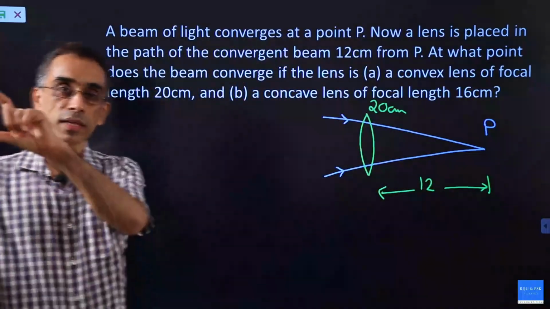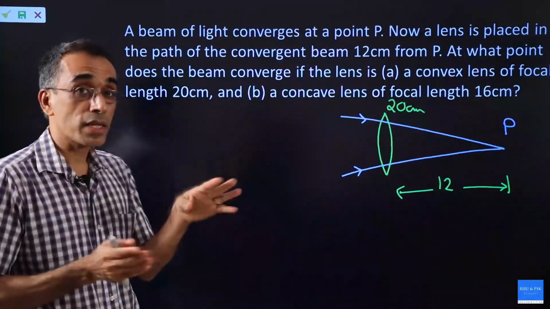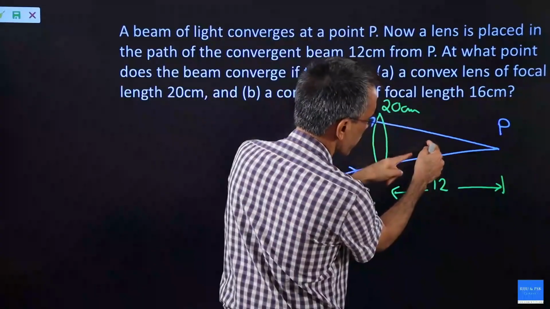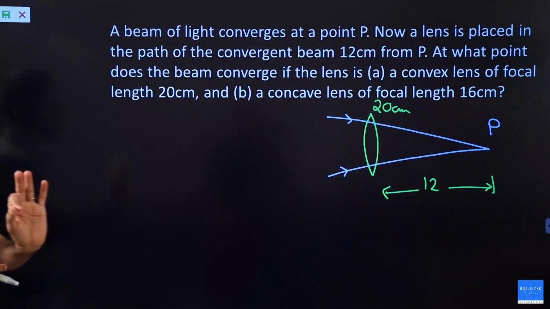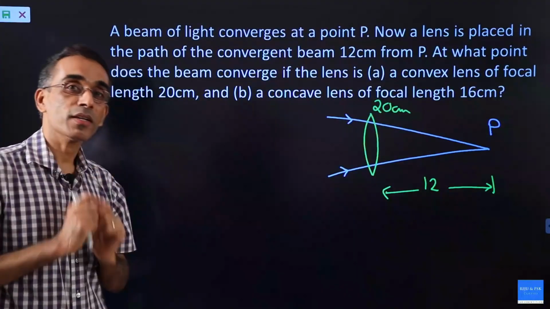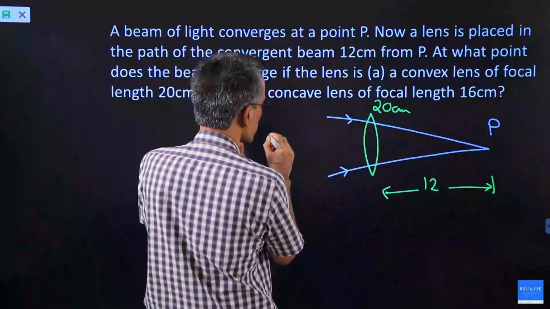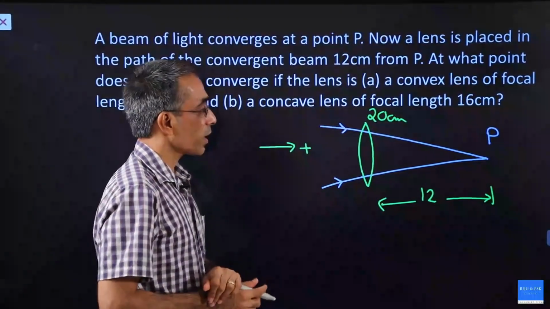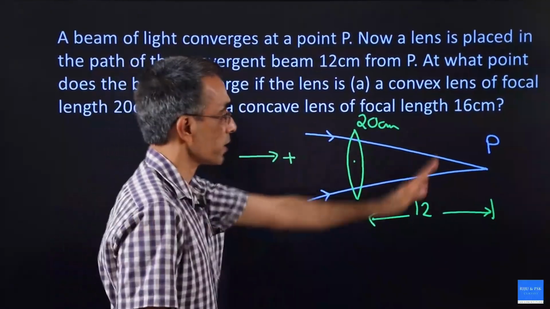The question is simple. There is a light beam coming, you place a convex lens. The convex lens will converge it more, so I say this may converge more somewhere here. Now Cartesian sign convention is important. For that the direction of light is important. The direction of light is this, so this direction is taken as positive. Now all measurements must be from the center of the lens towards that side.